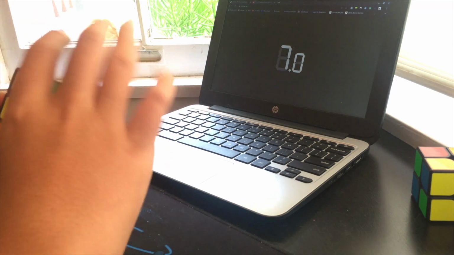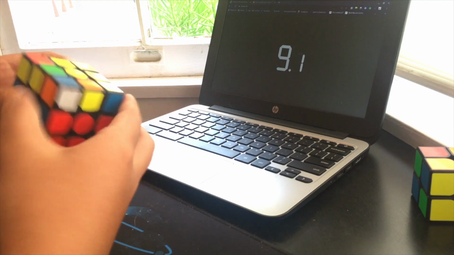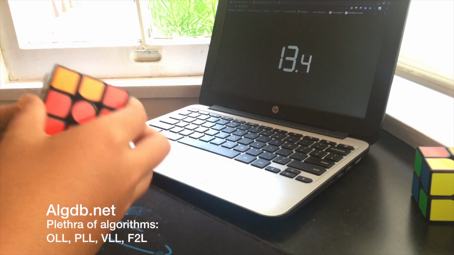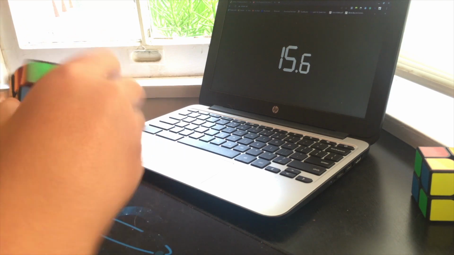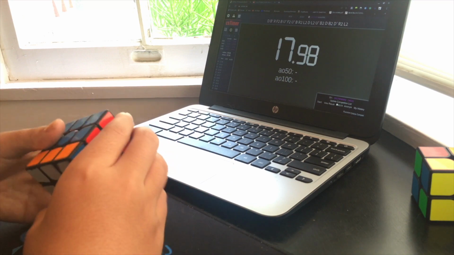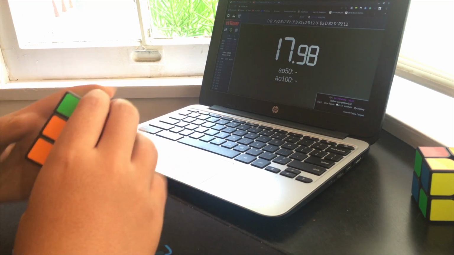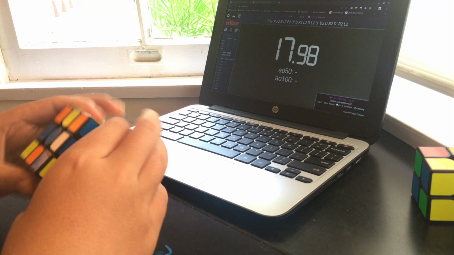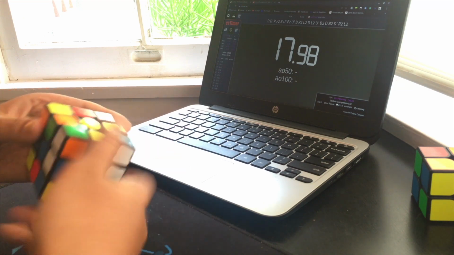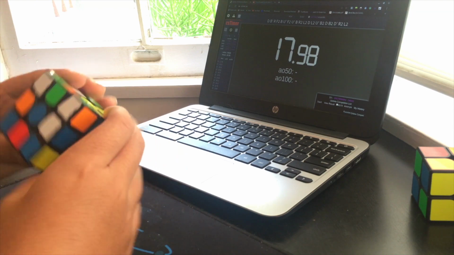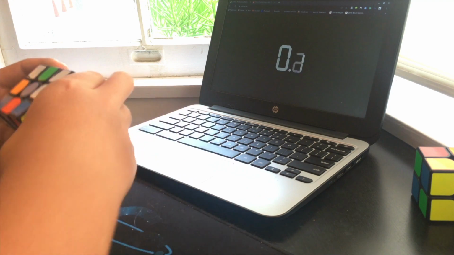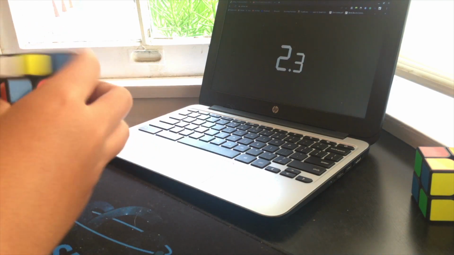Now moving on to AlgDB. AlgDB.net is known for their plethora of algorithms. A lot of these algorithms are pretty good, and if you aren't liking the ones on jperm.net, you can always use these ones. AlgDB can provide you with any algorithm from any algorithm subset or set. A lot of the algorithms on there are extremely good, and you can't really go wrong with any of them. It really comes down to your personal preference and what your turning style is.